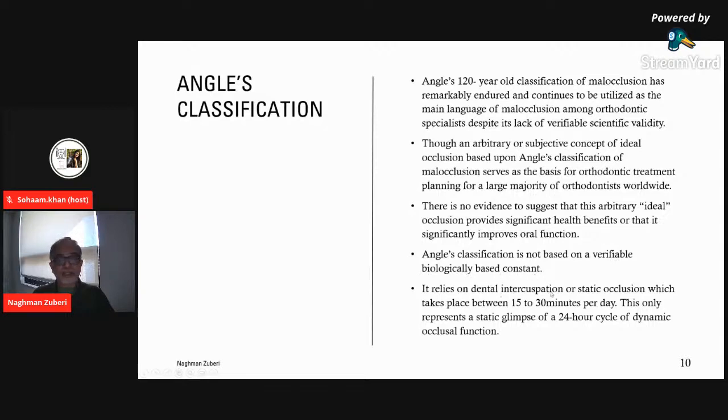It relies on dental intercuspation or static occlusion, which takes place between 15 to 30 minutes per day. If you remember, I showed you in one of the lectures the Posselt's envelope, and I told you that most of the time the jaws are separated, and even when they are functioning, for a very brief period of time our upper and lower teeth come in contact. So if we take the mean out of a 24-hour cycle, it is only 15 to 30 minutes when our teeth come in contact.